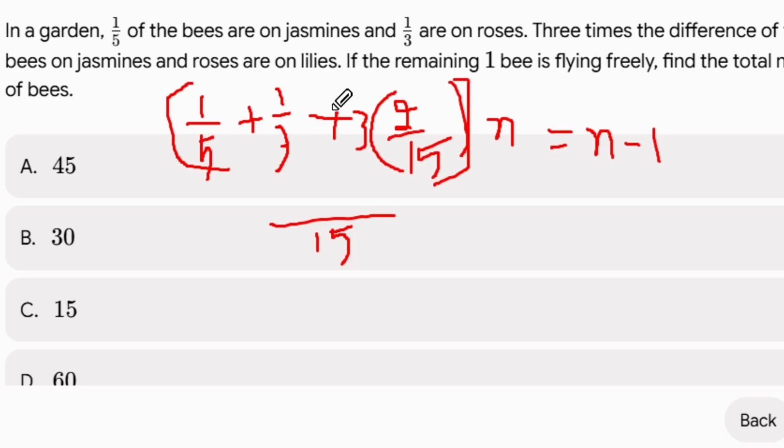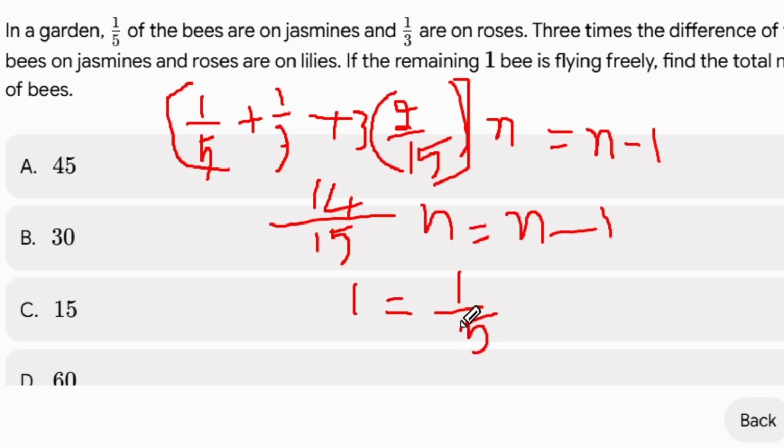3 plus 5, 8 plus 6, 14. 14 by 15 n equal to n minus 1. Then 1 equal to 15 minus 14 by 15, that equals 1 by 15 n. Therefore n equal to 15. This is the correct answer.